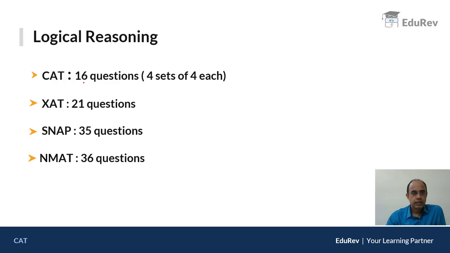Now in CAT, there are 16 questions that come in logical reasoning. There are four sets of four questions each, altogether 16 questions. Chances are you might get one or two questions from number series. XAT last year asked 21 questions from logical reasoning part. SNAP has got 35 questions and NMAT has got 36 questions, and even the time limit is fixed for NMAT, that is 40 minutes. Fine.